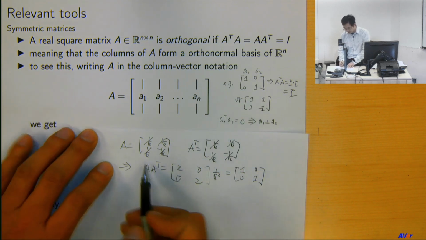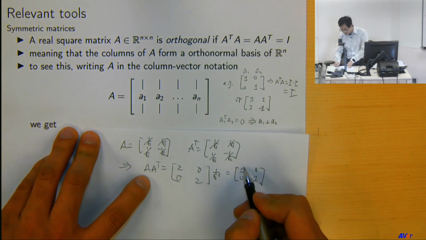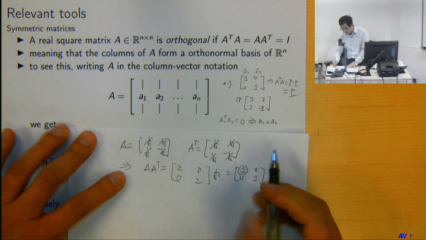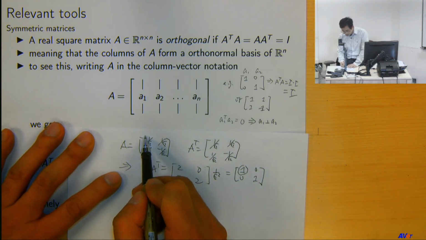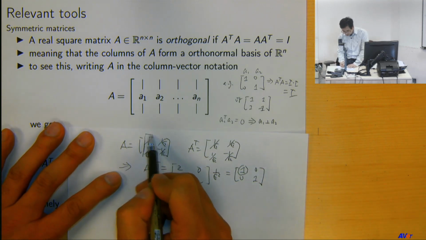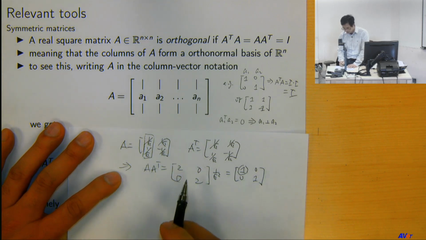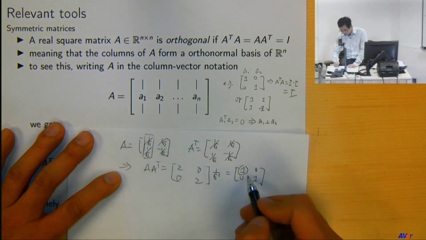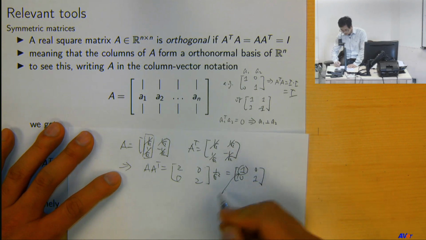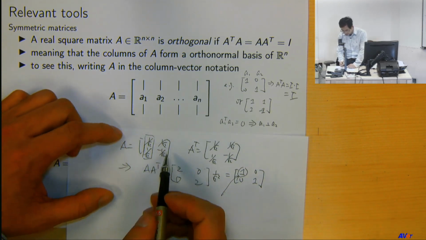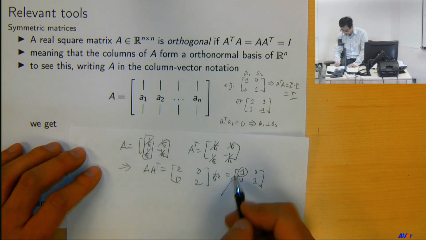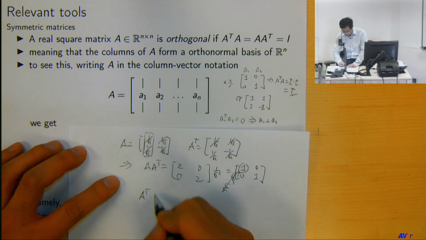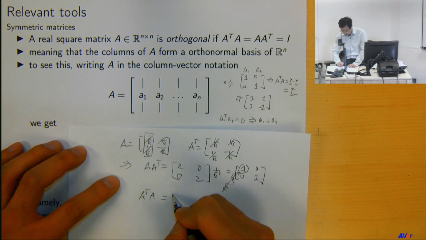So here is a little bit more detail. This one being 1 means that when the first column times the first column gives the norm of the first column. Let me do it this way, with A transpose A, which is easier.